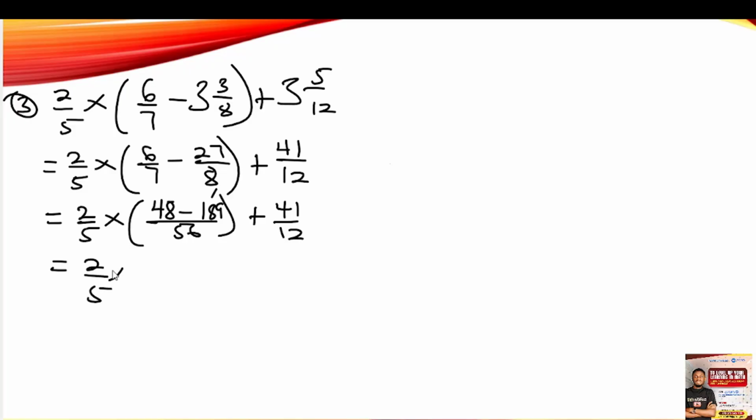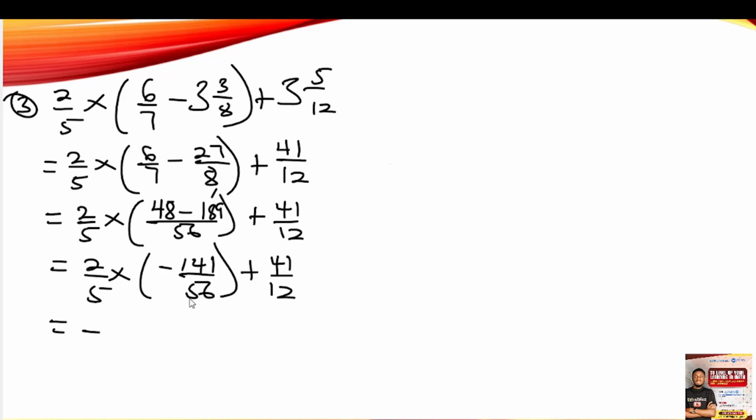So let's subtract 189 from 48, and we are going to have negative 141 on 56 plus 41 on 12. The next thing is to multiply 2 by negative 141. So we are going to have 2 times negative 141, which is 282 on 5 times 56, and that gives us 280, plus 41 on 12.